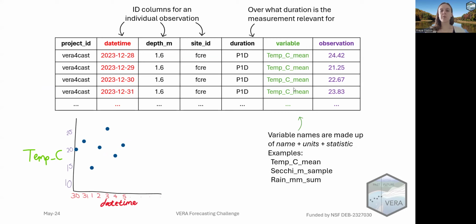We then have our variable names that include the name of the variable, the units of that measurement, and then a statistic. So for this particular example, we have temperature measured in degrees Celsius, and this is a mean. And the statistic refers to that particular duration. So this is a daily mean water temperature. Some other examples might include a sample where you take a single point within a particular duration. So a Secchi disk measurement is an example of a sample. And rain, for example, is a sum where the measurement is a sum across a particular day.